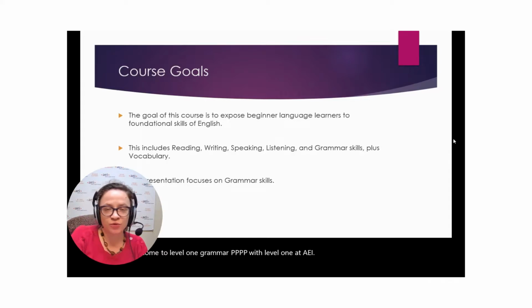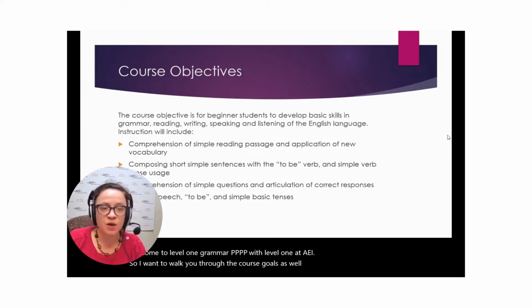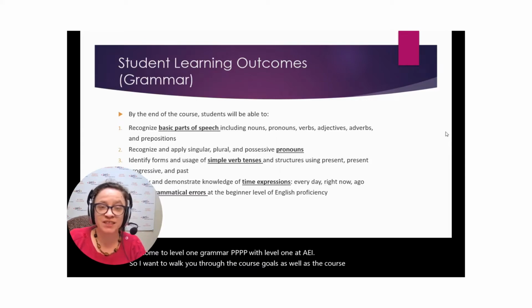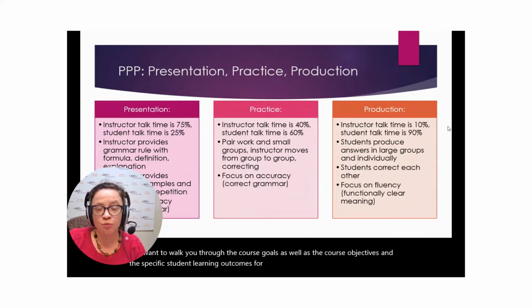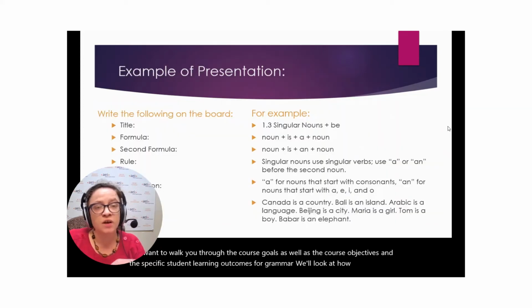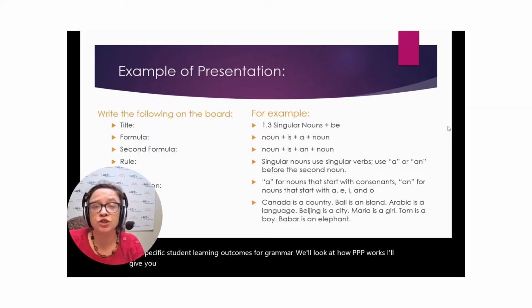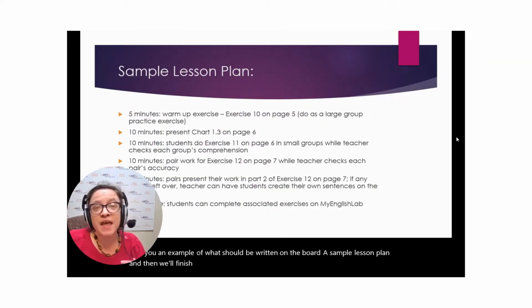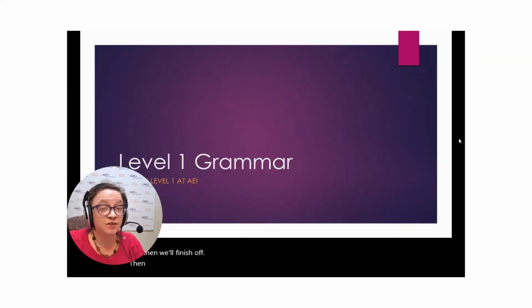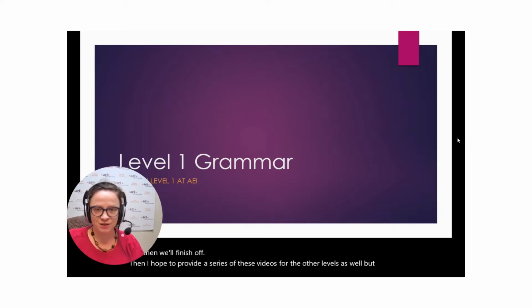So I want to walk you through the course goals as well as the course objectives and the specific student learning outcomes for grammar. We'll look at how PPP works. I'll give you an example of what should be written on the board, a sample lesson plan, and then we'll finish off. Then I hope to provide a series of these videos for the other levels as well. But let's just start with Level 1.